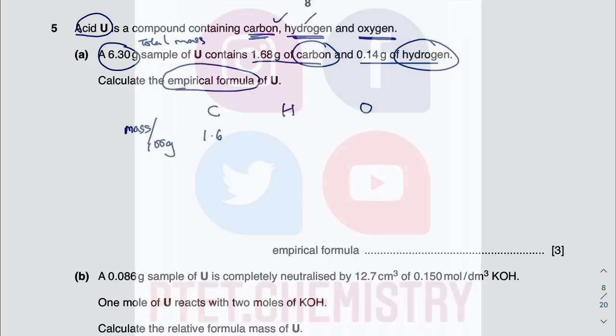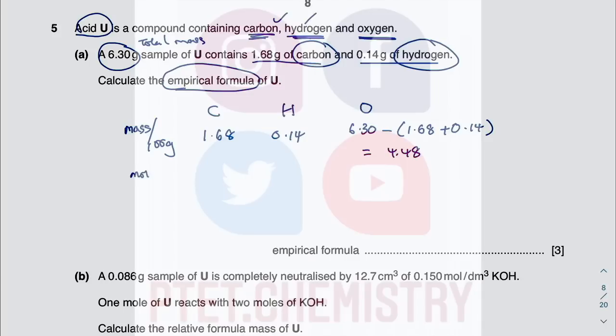This is 1.68 carbon, this is 0.14 gram hydrogen. The oxygen is going to be the total mass minus the carbon plus the hydrogen. I use a bracket very carefully, okay? Otherwise, you might make a mistake there. 1.68 plus 0.14, so 4.48. Alright, so that's the mass.